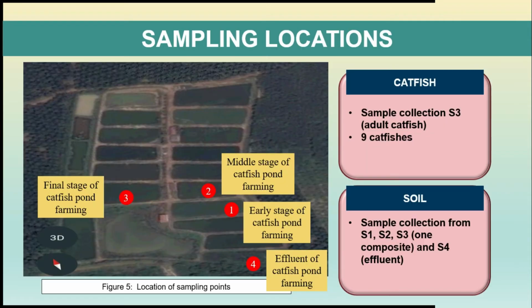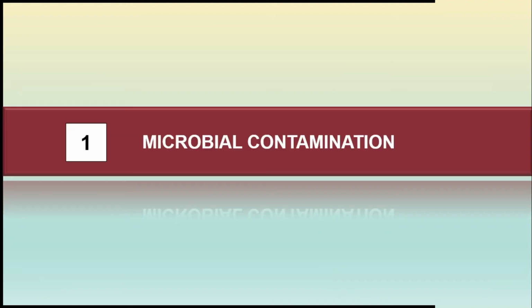For research methodology, these are the sampling locations of catfish breeding ponds. A total of 9 catfish will be collected from S3, while soil samples will be collected from S1, S2 and S3, S1 composite, and also from S4. Now for the method of microbial contamination.